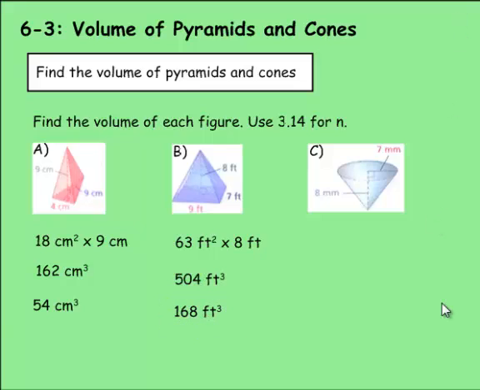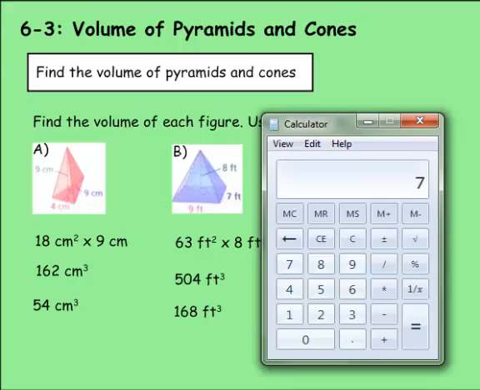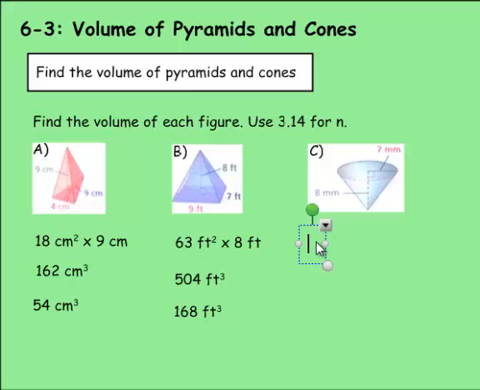Let's follow the formula for this one. We have a cone here, so this is the base, this circle here. The circle has a radius of 7 millimeters. So we find the area of this, we do radius squared times pi. So 7 times 7, which is 49, times 3.14, 153.86 millimeters squared, times 8, which is the height, 8 millimeters.